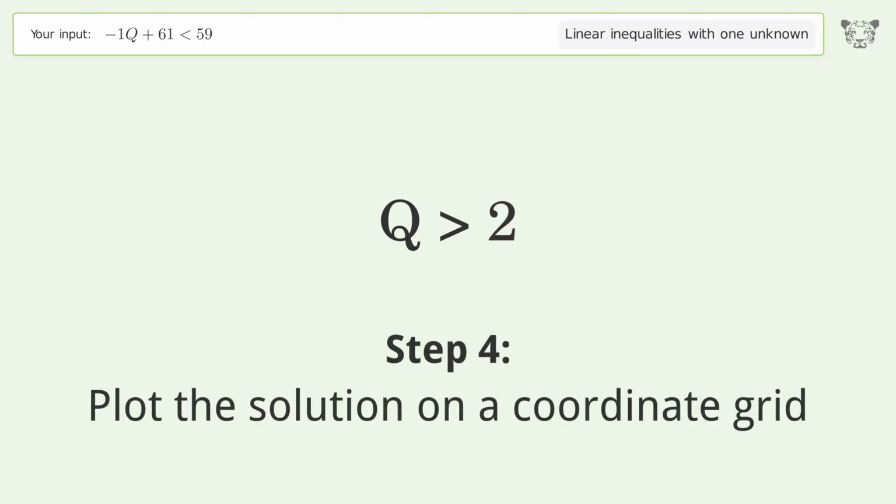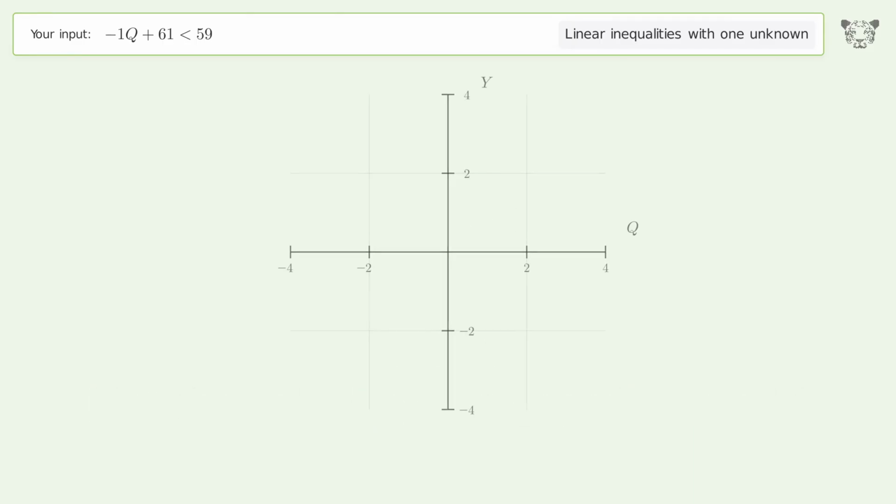Plot the solution on a coordinate grid. And so the final result is q greater than 2.